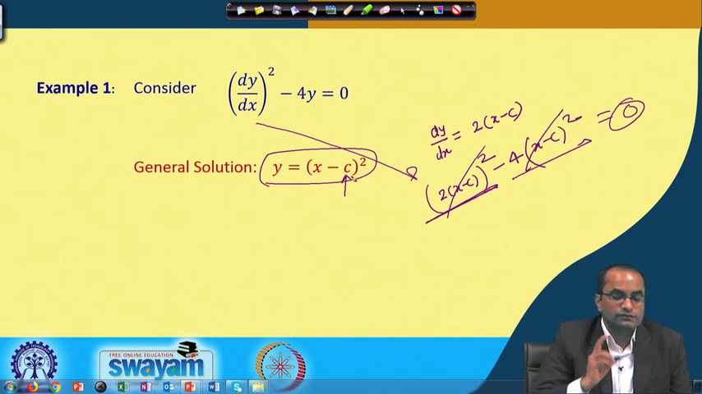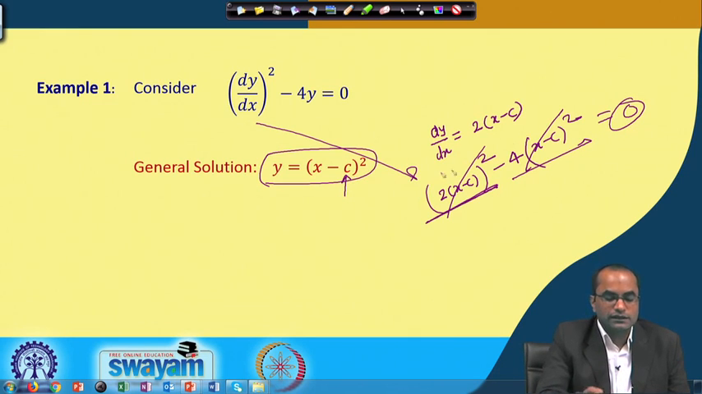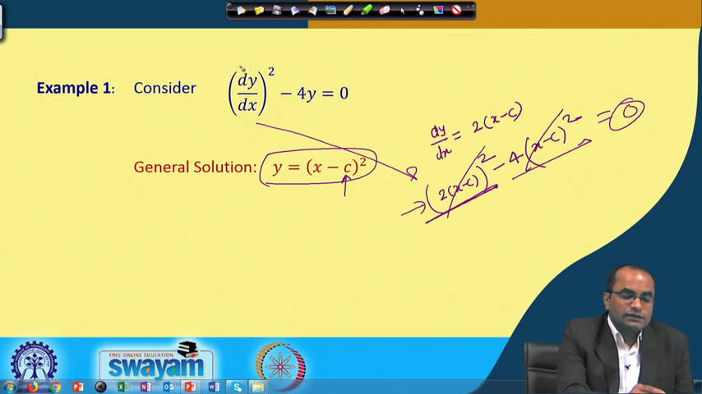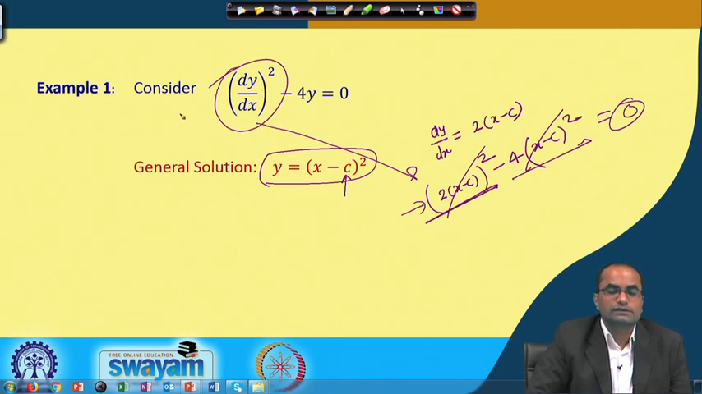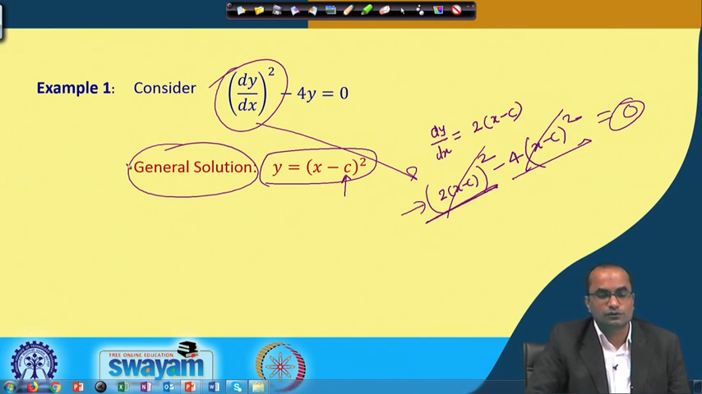Also this contains an arbitrary constant, c. For any value of c, this will satisfy the differential equation, which we have observed. So, c is an arbitrary constant, and the order of this differential equation was 1, and in the solution we have one arbitrary constant. Therefore, we are calling it the general solution.